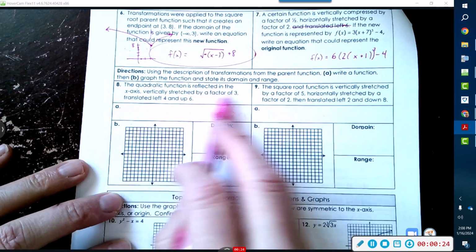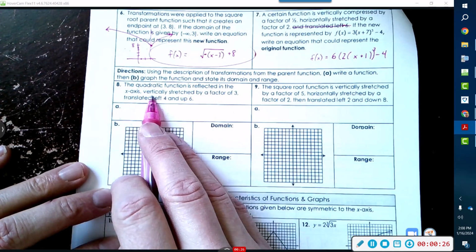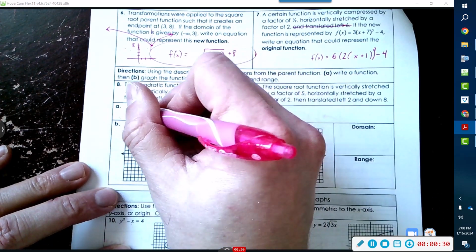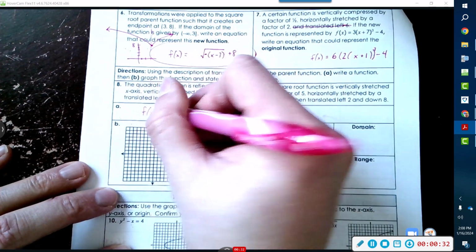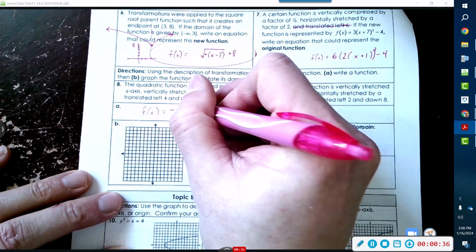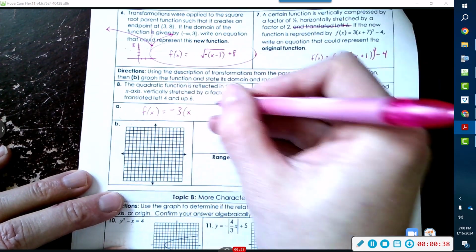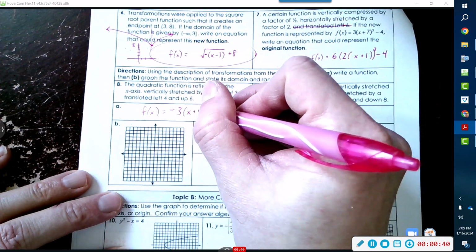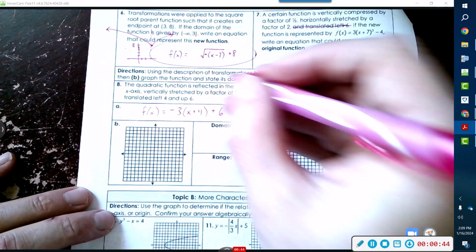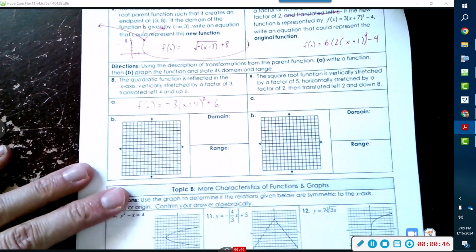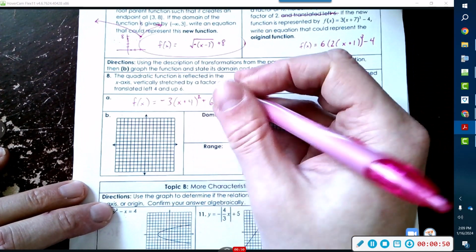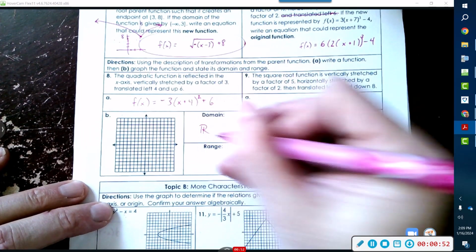Quadratic function is reflected in the x-axis. Okay, so he's going downwards. Vertically stretched by a factor of 3. Okay, so vertically stretched by a factor, so that's that. And he's translated to the left 4, and he's up 6. So that is, don't forget the quadratic. Then we got the domain, then it's quadratic, so that's all real numbers.